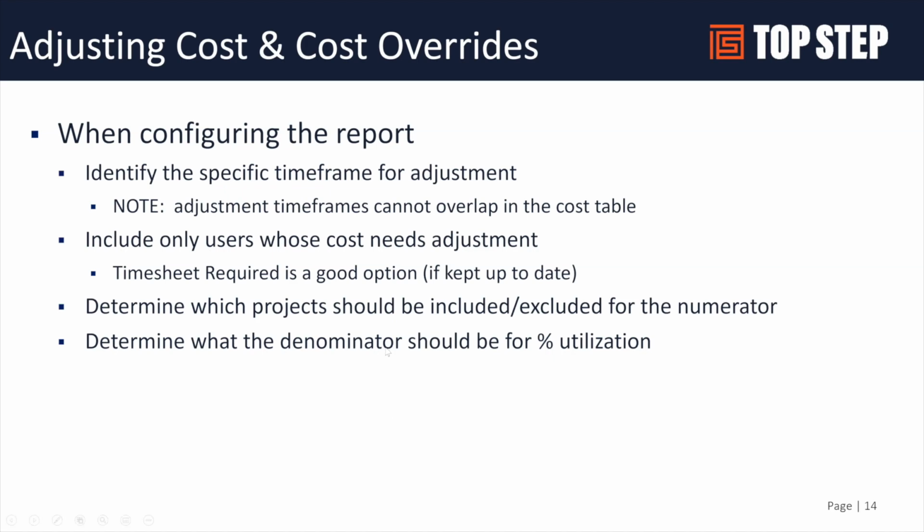But you'll need to filter the report for only those that you want the cost adjustment applied to. And then you just configure it like you would a utilization report. What time gets factored into the numerator? What is the denominator? So it calculates what the percent utilization should be.